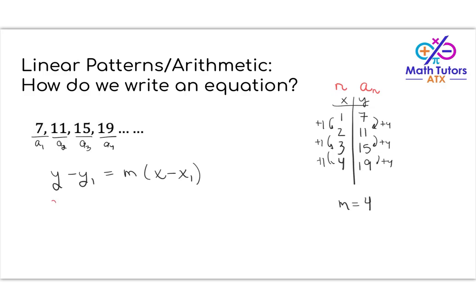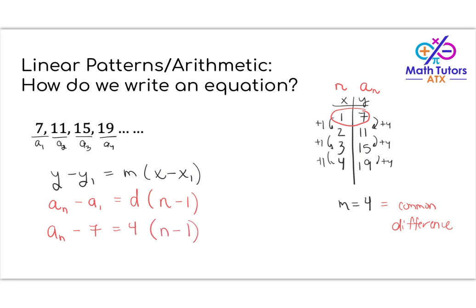So instead of using y and x, we're going to use a sub n minus, we can use our first term if we want to. And instead of using the slope, we call this the common difference, and we use a d for it. And then here we would have n minus 1. Now this is using point slope if I were to use this first point right here. So let's do it. a sub n minus 7, because that's the y value, equals 4, our slope, times n minus 1 because it's the first value.